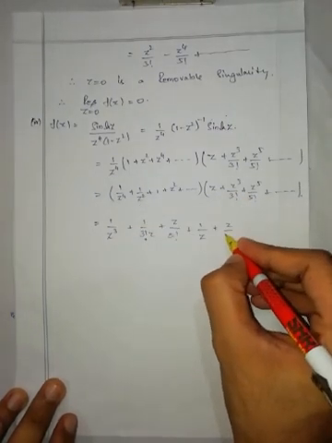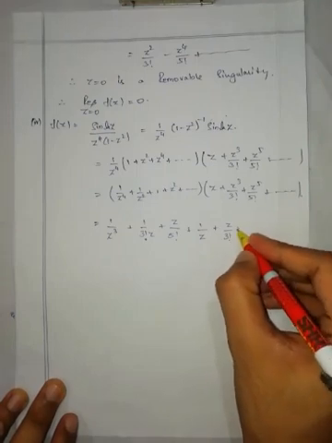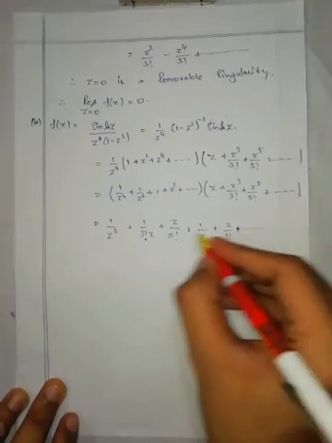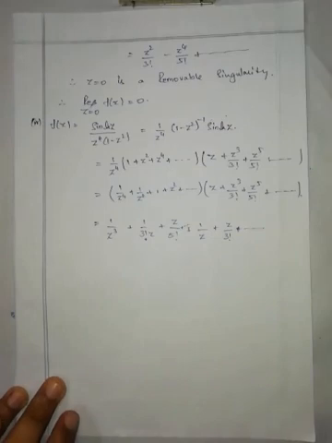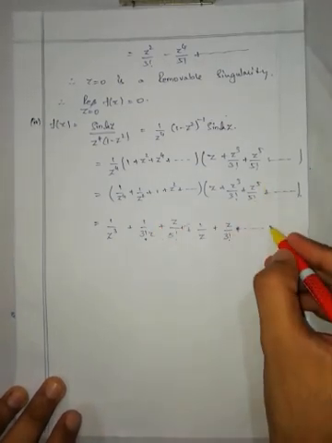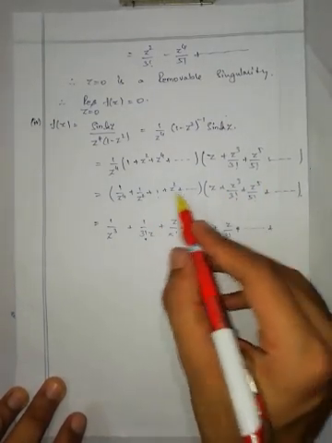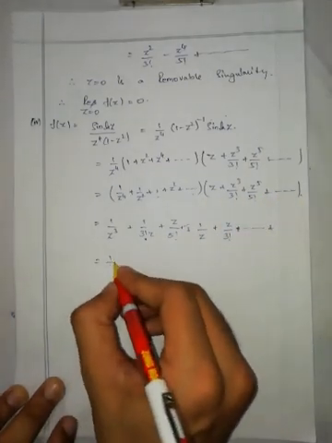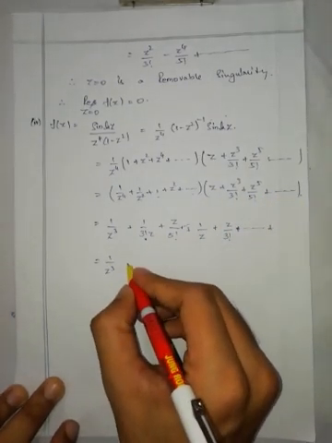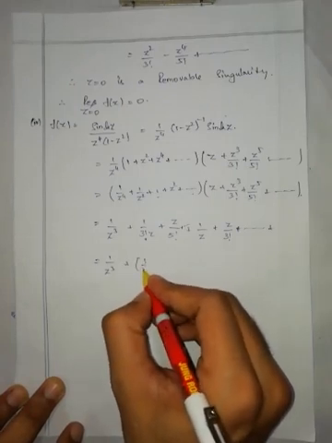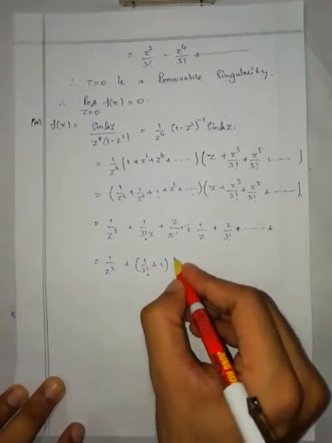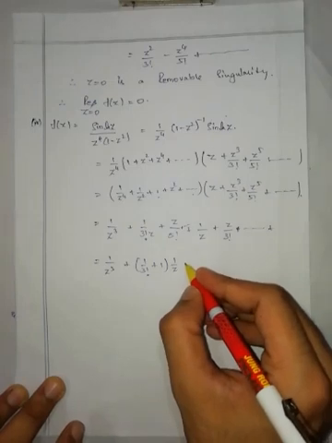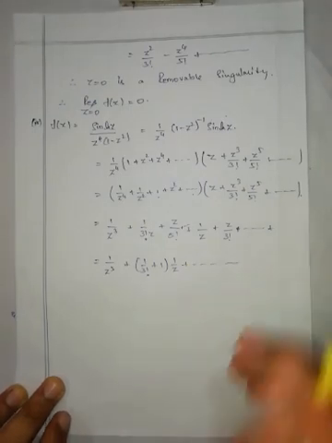plus z by 3 factorial plus. Now 1 into this one. After multiplying this one to this term, all the terms will get in the numerator. 1 by z cube plus 1 by 3 factorial plus 1 by z. Now the terms in the numerator.